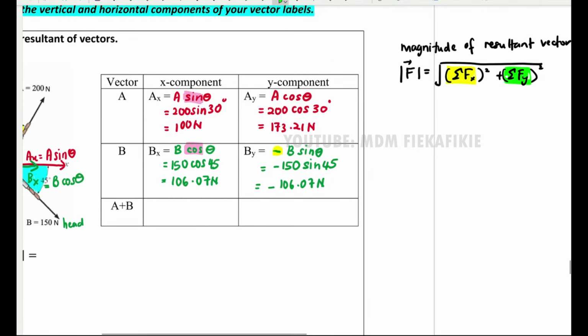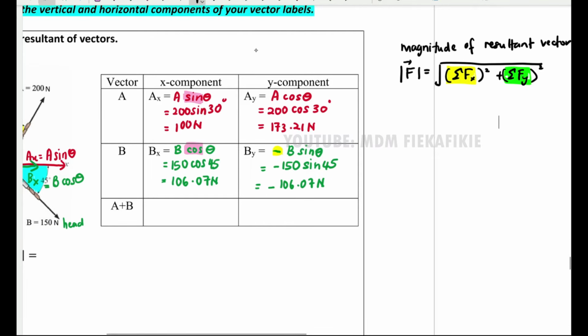Jadi, kenapa kita nak buat A plus B? You tengok dekat sini kan? Kenapa nak kena ada kolom A plus B dekat sini? Sebab kita nak kira ni total vector in X component, dan kita nak totalkan vector in Y component sebab kita nak guna formula ini kira magnitude of resultant vector. Boleh? Okey, jadi sekarang saya akan totalkan dia.